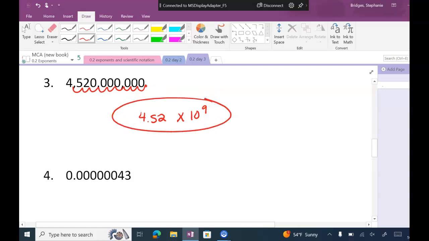And number 4, where do I want to move the decimal, behind what number? 4. 1, 2, 3, 4, 5, 6, 7 times. So it is going to be 4.3 times 10 to the negative 7 because it's a small number.